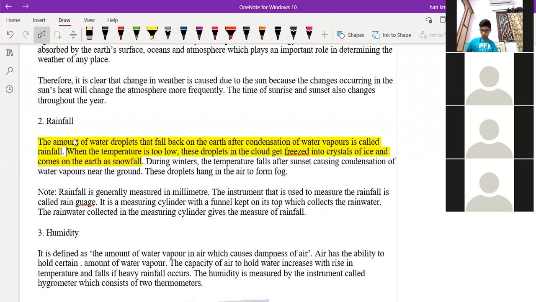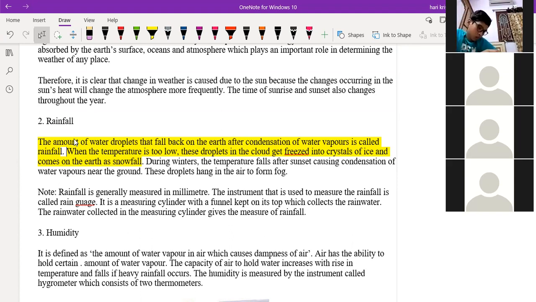But in the case of India, what will happen? Sir, I think the snow doesn't fall because India is very near to the equator. So, sir, the temperatures will not be too low. But it will form, sir, in the form of fog or hail.